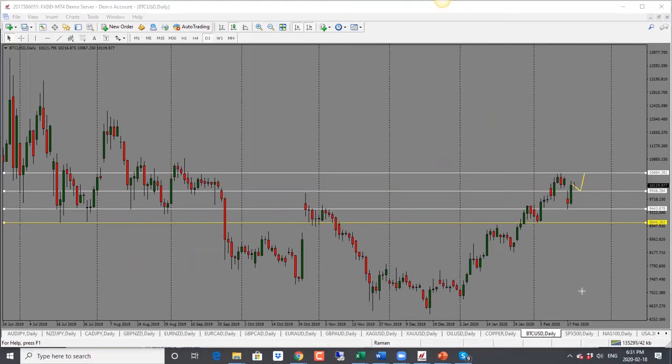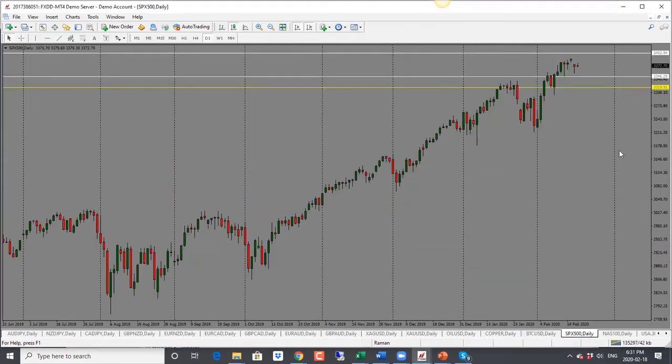the upside. Target is 10,480, so bullish bias here for Bitcoin. All right, S&P 500 here. This one, so the equity markets have been interesting here. The concerns around coronavirus resurfaced, so we did see a drop in the equities. However, they have pulled back.